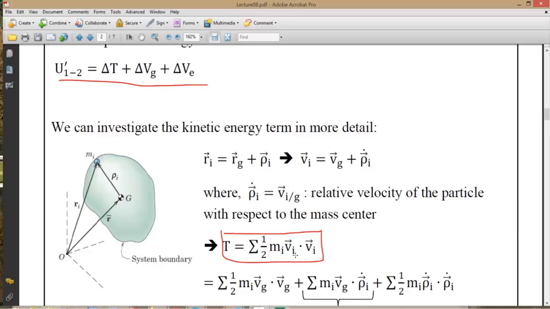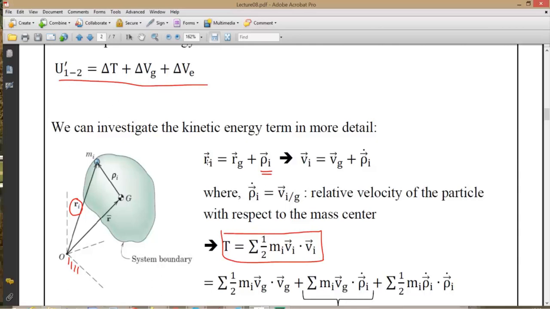Now vi is the velocity of the ith particle and it's defined as an absolute velocity. So it should be measured with respect to an inertial frame, and this is our inertial frame right over here. And how it is calculated is by deriving the ri vector defined from the inertial frame to this ith particle. And ri, in fact, can be defined by this vector defining the location of the mass center plus the relative location of this ith particle with respect to the mass center. Now that is defined by rho i vector.